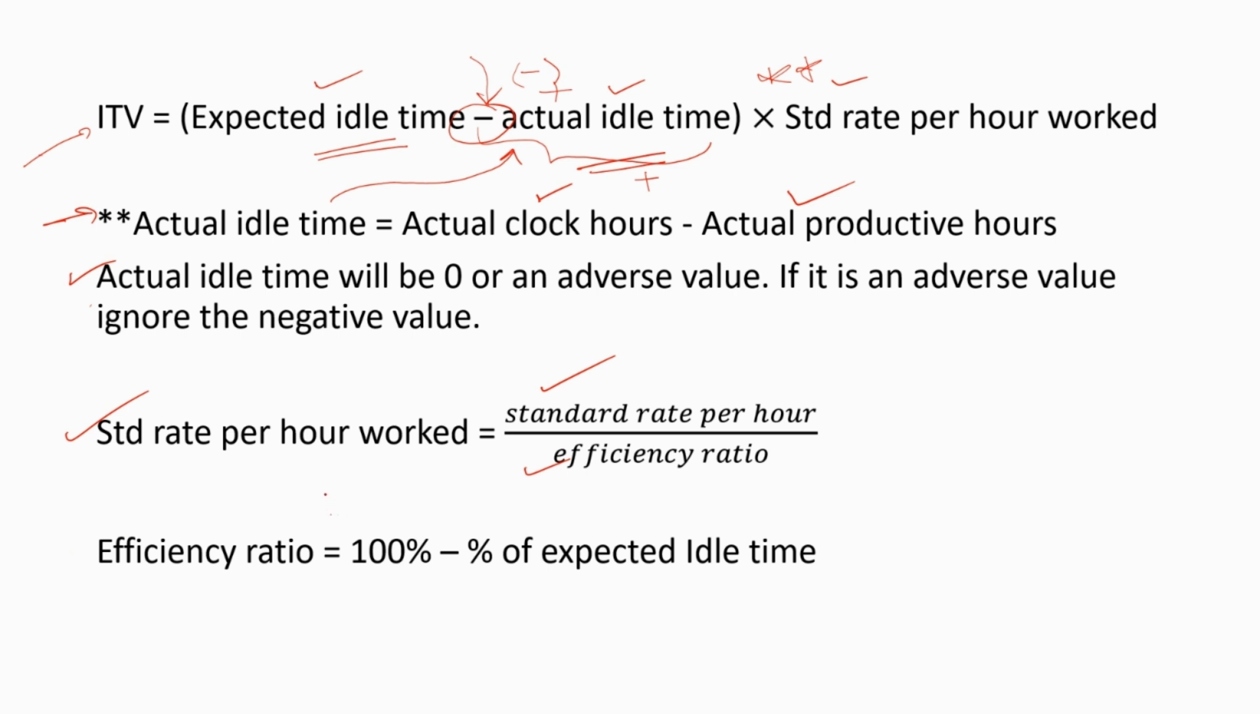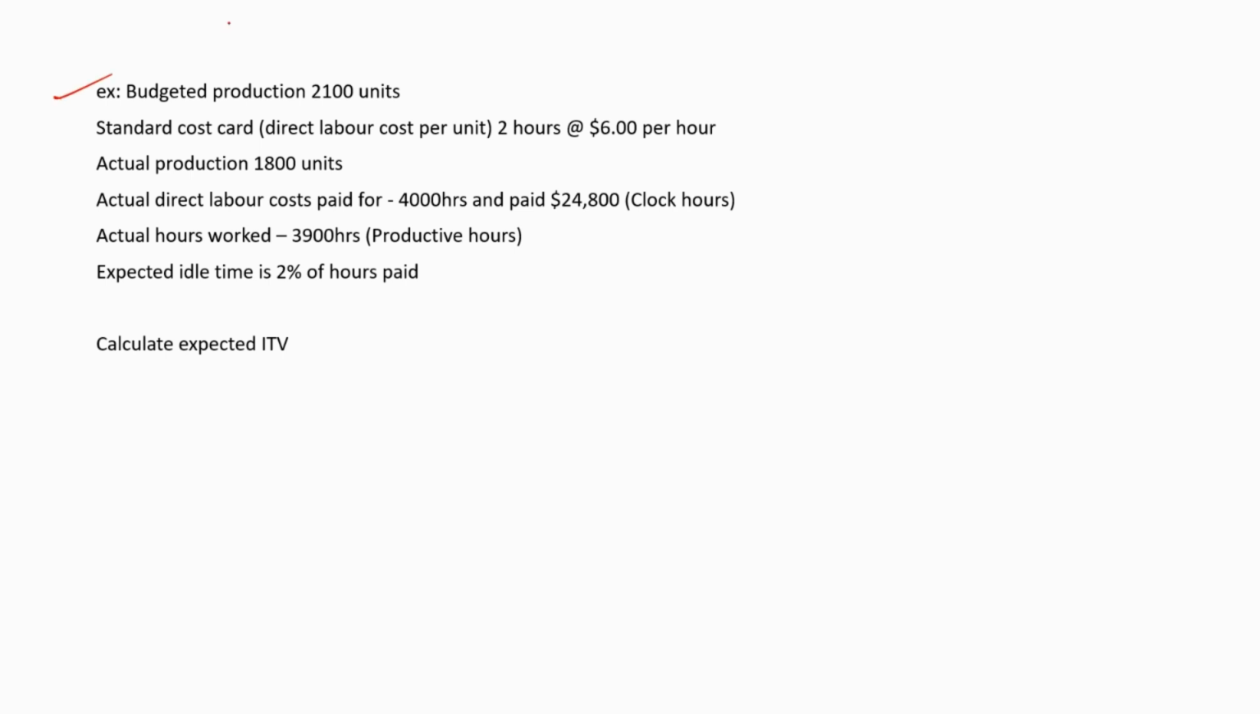How can we calculate this efficiency ratio? This is equal to 100% minus the percentage of expected idle time. Now let's do this example. As you now know, we do not consider the budgeted production units. Calculate the expected idle time variance, which is equal to expected idle time minus actual idle time, multiplied by the standard rate per hour worked.